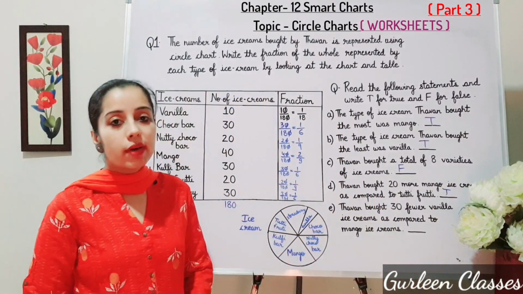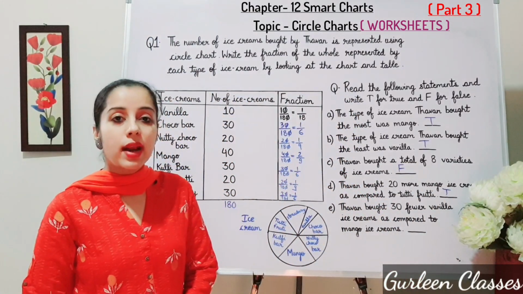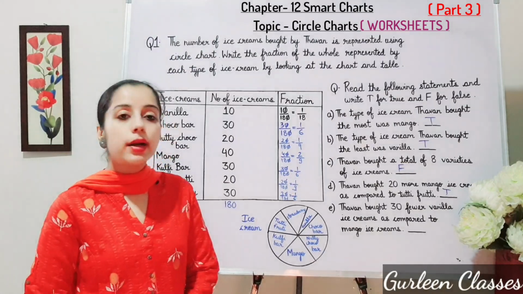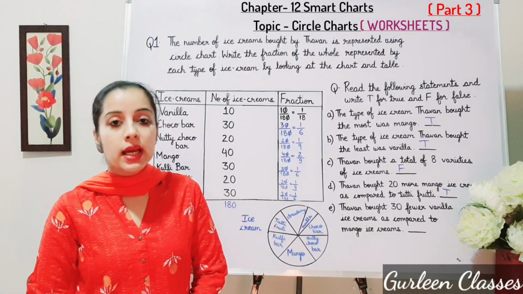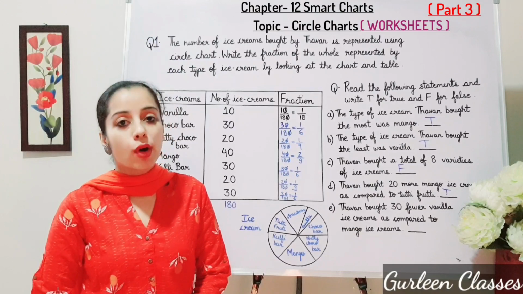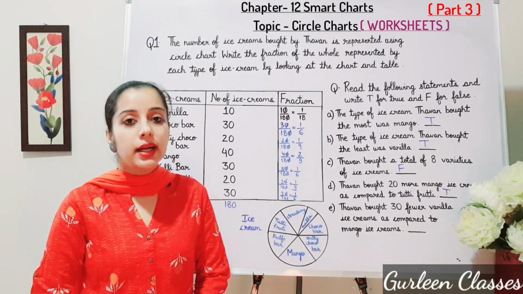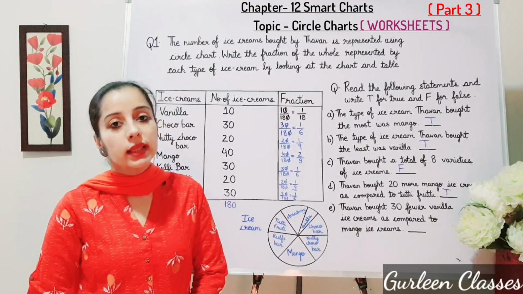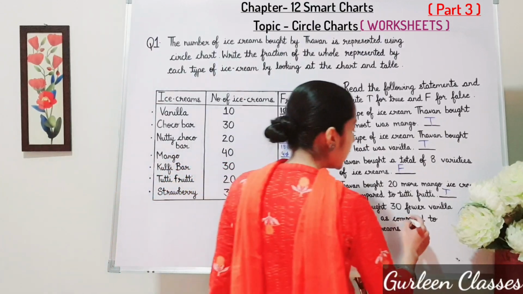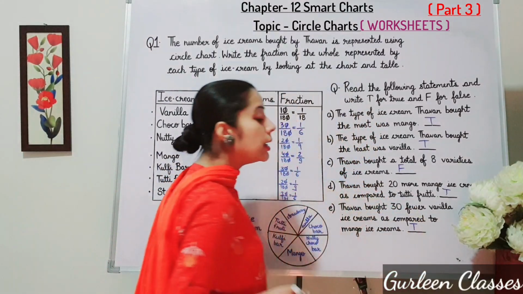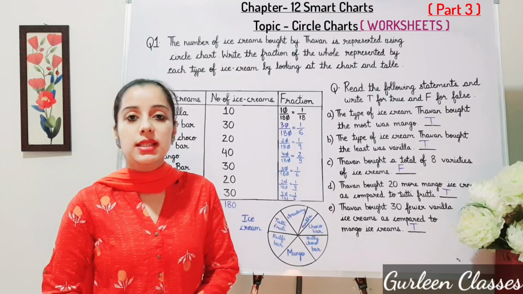E part, Dhawan bought 30 fewer vanilla ice creams as compared to mango ice creams. Yes, as mango ice creams are 40 and vanilla ice creams are 10. 40 minus 10, 30. So it is less. Yes, so right here, true. So I hope students circle charts is clear.